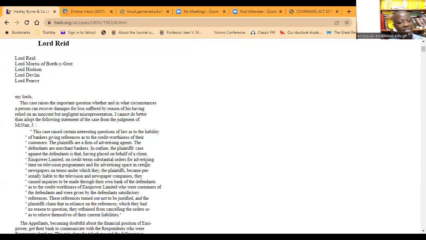This case, my lords, raises an important question: whether, and in what circumstances, a person can recover damages for loss suffered by reason of his having relied on an innocent but negligent misrepresentation.